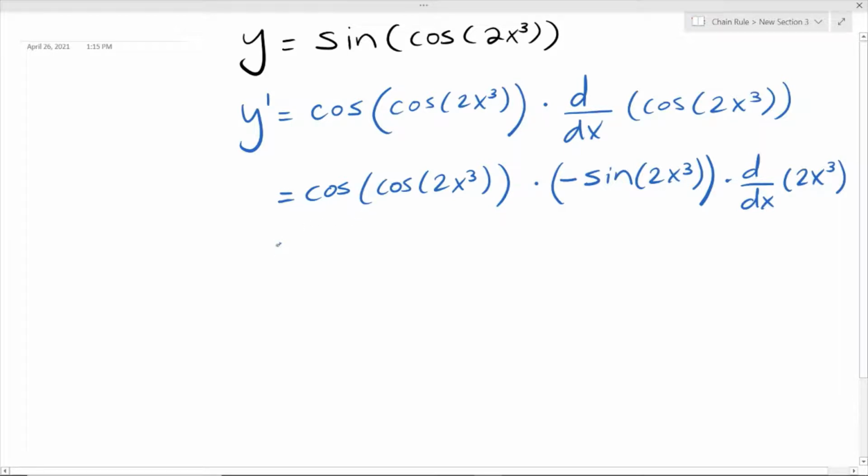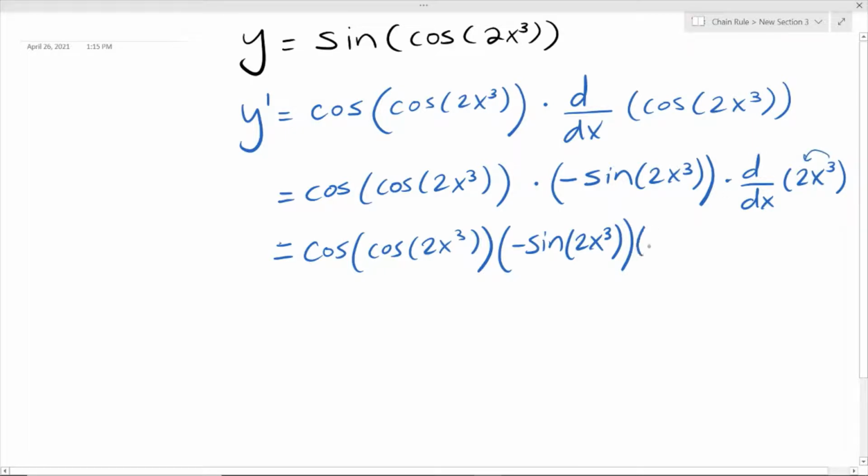So this is equal to cos of 2x cubed times negative sine 2x cubed, and then the derivative of this. And the derivative of this we basically see we can use the power rule, okay? So we can take this 3 down, okay? So it's going to be 2 times 3x, and this is to the exponent of 3, copy the 3, subtract 1, okay? So we're finding derivative of this, okay? The very, very internal part.